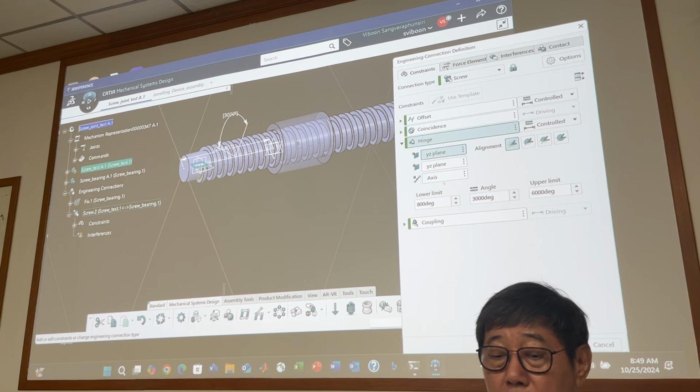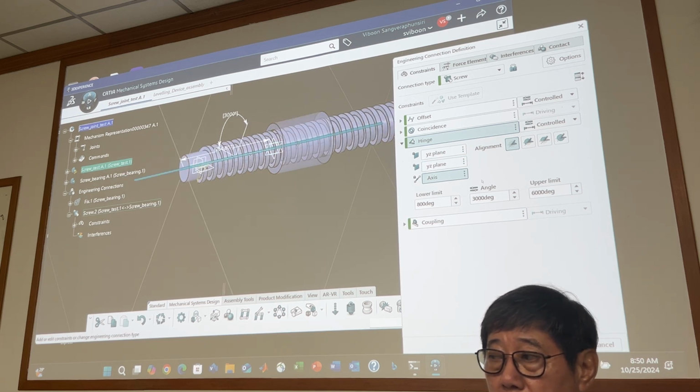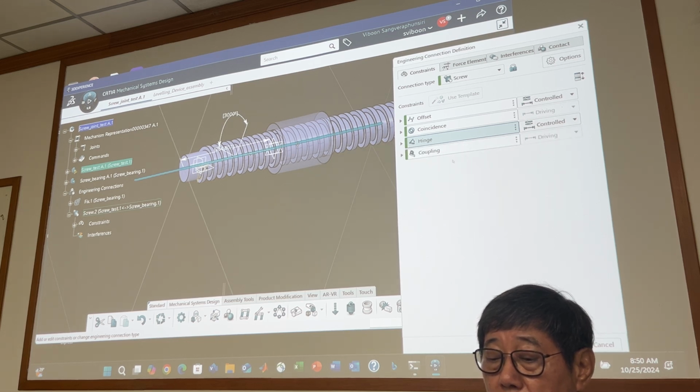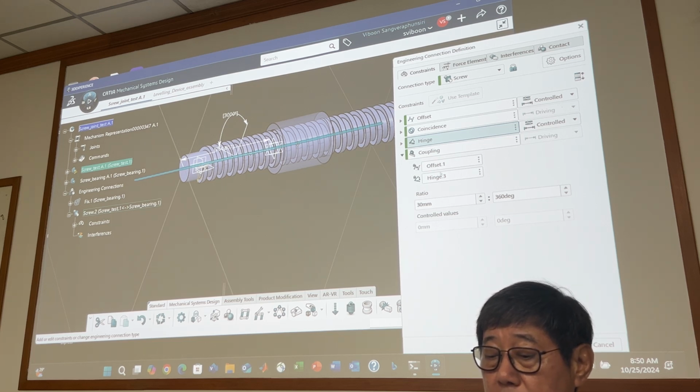We use this one, the y-z plane of this screw and the y-z plane of this bearing, right? And the axis of rotation is this one, right? Depending on this bearing, screw, right? This one, right? That's a hinge. That's a control. And coupling puts the relationship between offset and hinge.